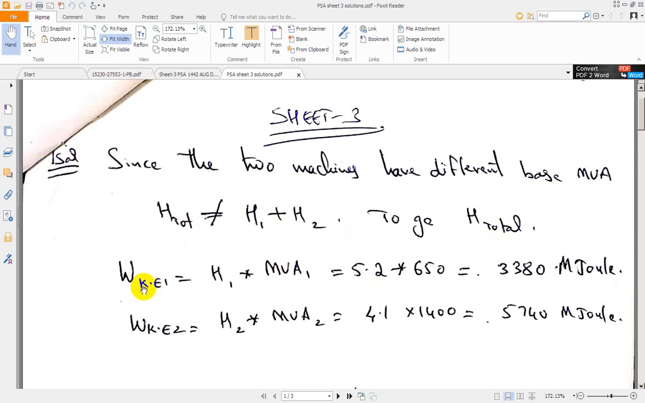Initially, to find the H total, we go for the total kinetic energy. The kinetic energy of machine 1 is H1 times MVA1, which is 5.2 into 650. 5.2 is the H value of machine 1 and 650 is its MVA value. We get 3380 megajoules. Similarly, for machine 2, it is H2 into MVA2, which is 4.1 into 1400, giving 5740 megajoules.